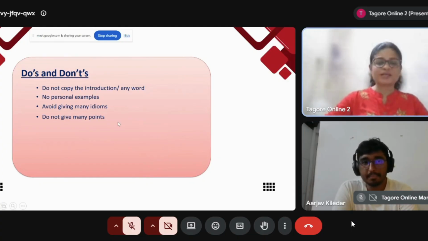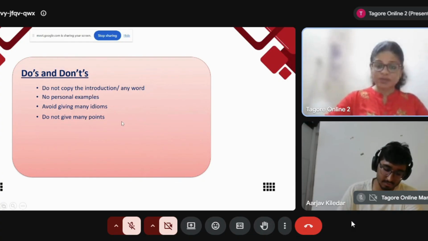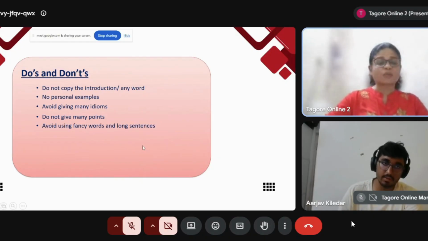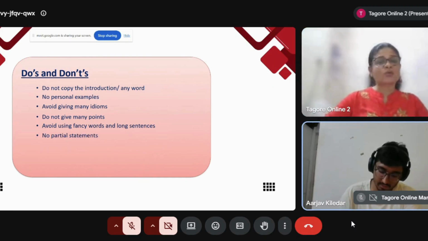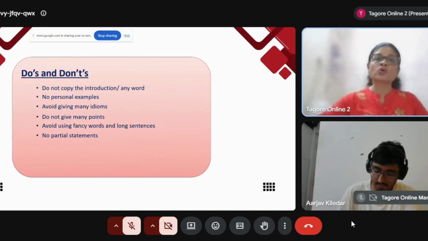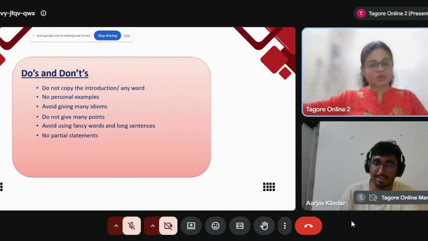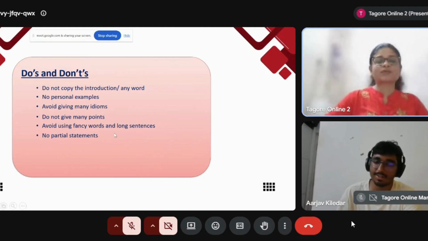Avoid giving many idioms. Don't give too many points. Do not repeat points. Avoid using very fancy words. Very long sentences you must never use. Keep your sentences short and precise. No half statements that trail off. All that kind is not allowed there.